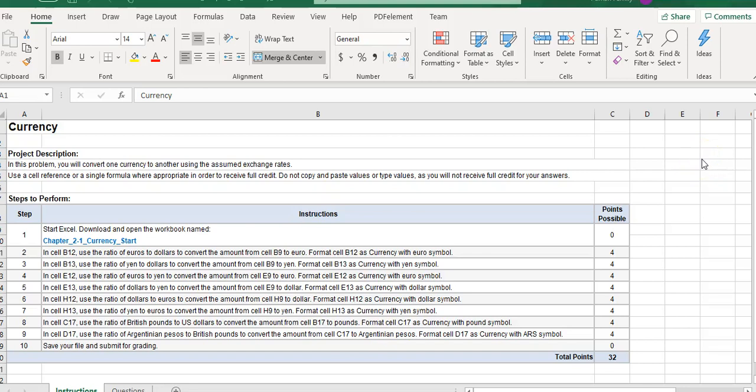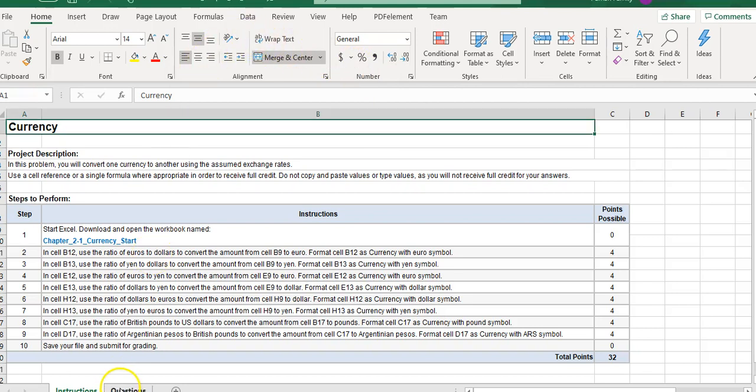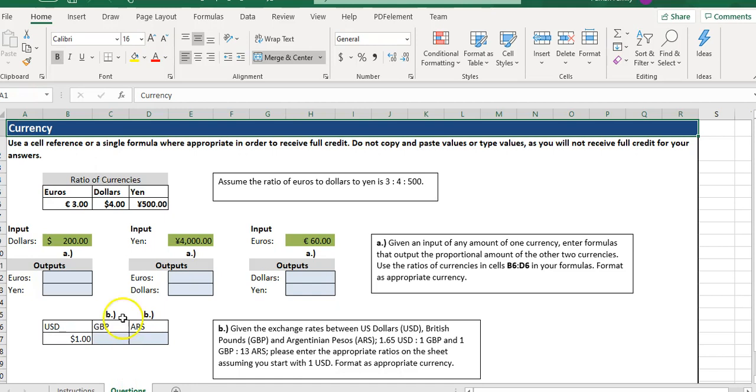All right, we're going to look at the Chapter 2 currency program or Excel document. And you'll notice these are the instructions after you've downloaded it. So let's look at what we've got on our document. So up here in cells B, get this out of the way a little bit.